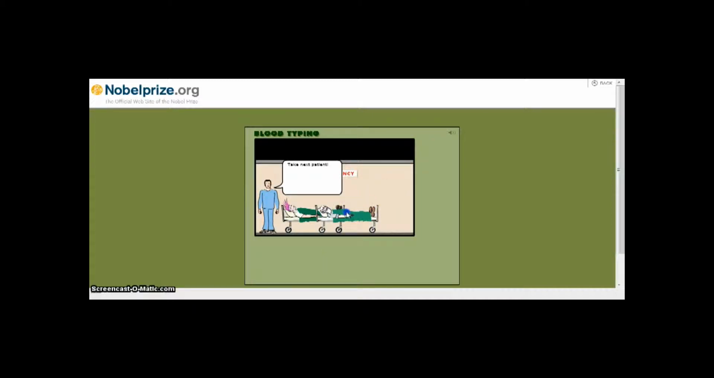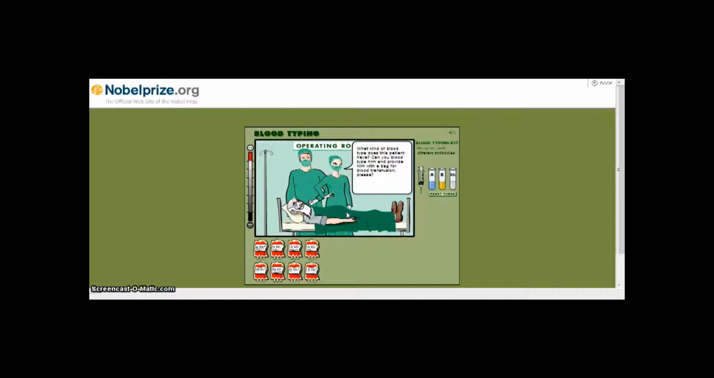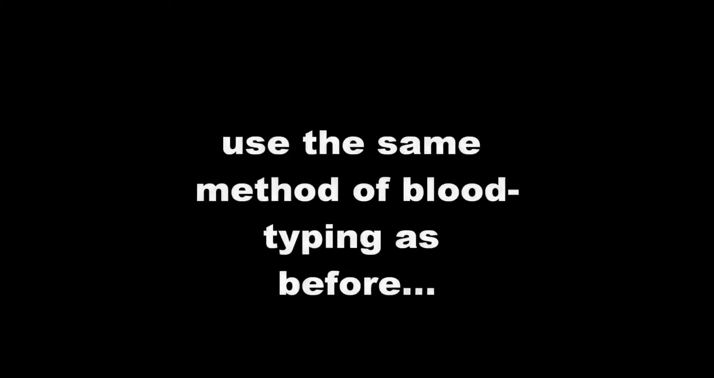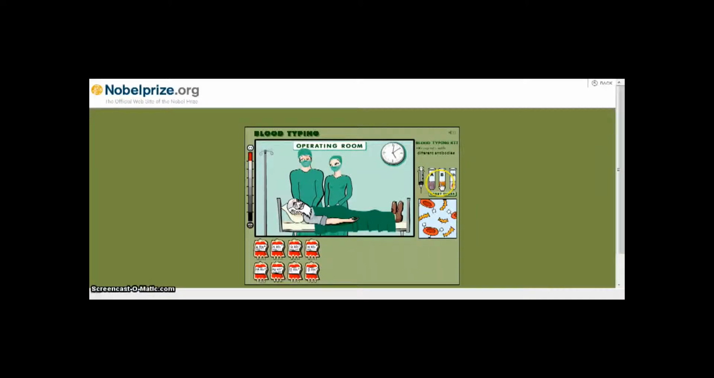I take the next patient by clicking on him. This is the old man. So I have to first determine what type of blood he has. Okay, so I mouse over the vials to decide what type of blood he has. And he has O Rh positive blood. So I need to decide, based on that information, what type of blood to give him. I'm going to try the A Rh positive blood and see if that works.